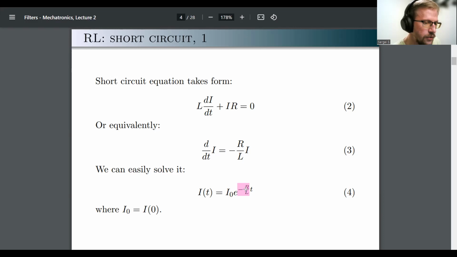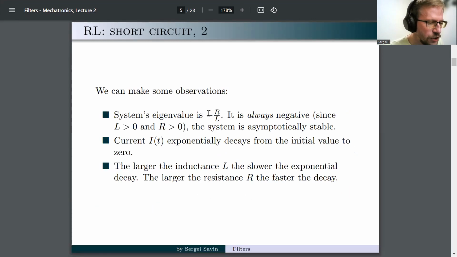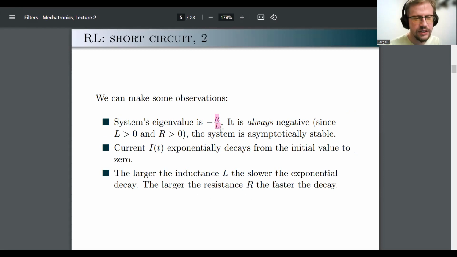From many perspectives, you can say that this determines how the system is going to behave. In particular, since this number dictates how the exponential is going to behave, right? So this is the exponential, e to the power of minus R over L times t, right? If this overall number is positive, the exponential is going to grow. If this number is negative, it's going to diminish. Now, for us, this number is always negative. Why? Well, because R is positive and L is positive. Resistance cannot be negative, inductance cannot be negative. They're physical parameters, so we know their values.